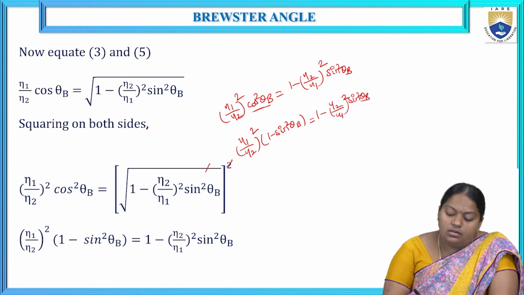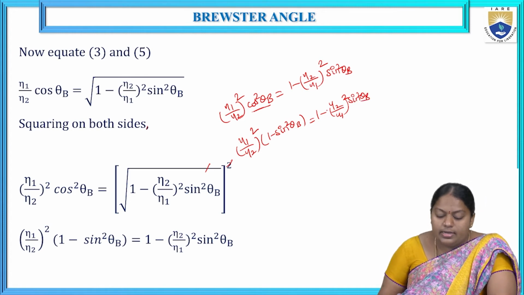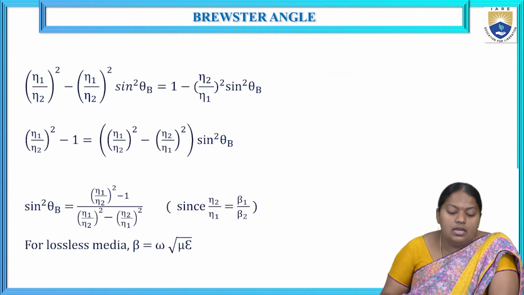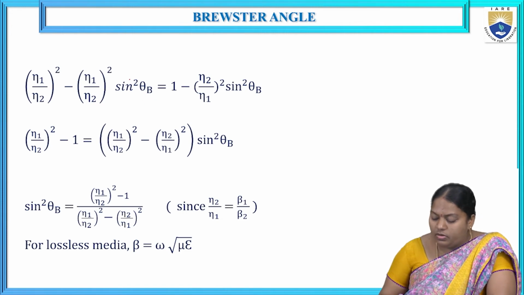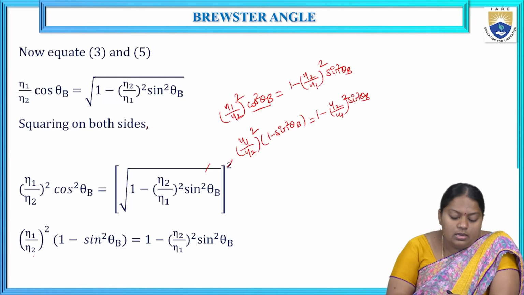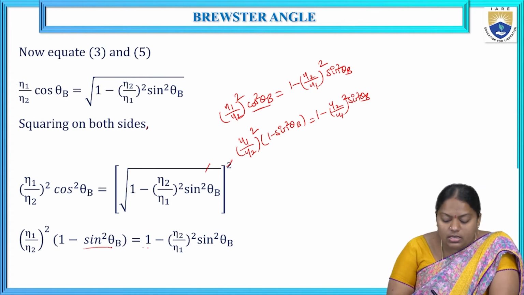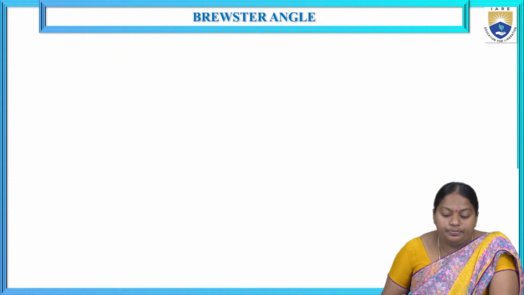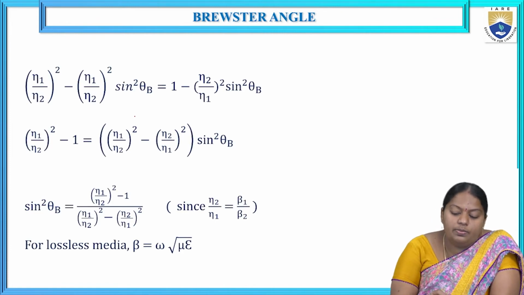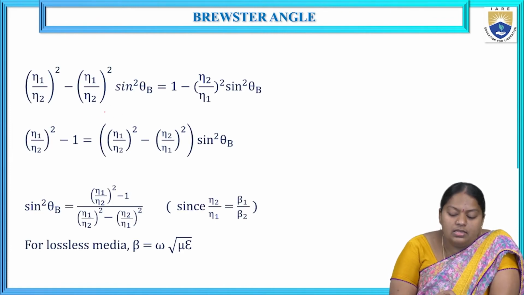Now separate the sine terms and the real terms. From this we will be getting (η1/η2)² minus (η1/η2)² sin²θb. By multiplying those two in the previous equation, we multiply (η1/η2)² into 1 minus (η1/η2)² sin²θb, which is equal to 1 minus (η2/η1)² sin²θb. So after multiplying those two, we can separate the sine θ terms as well as the intrinsic impedance terms.